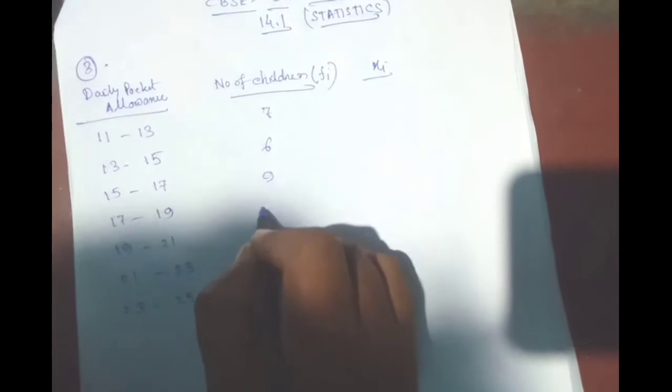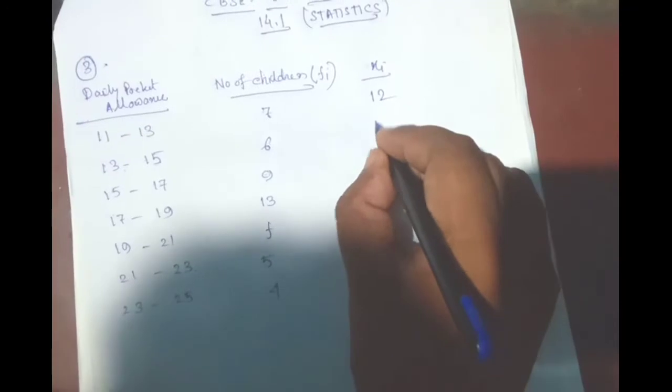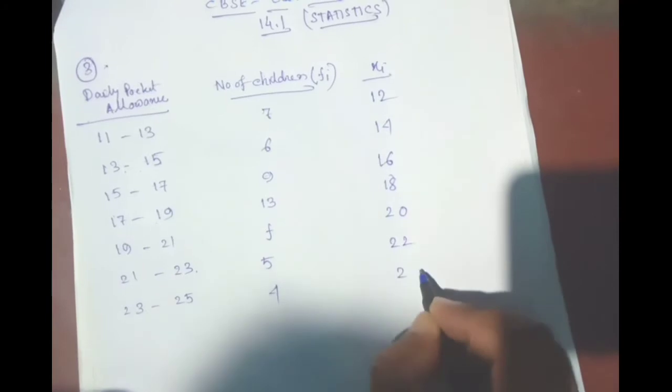The number of children is 7, 6, 9, 13, this will be f, this is 5, this is 4. For xi, the class mark, 11 plus 13 by 2 means 12. Next, 13 plus 15 by 2 means 14. Next will be 16, next 18, next 20, next 22, next 24.